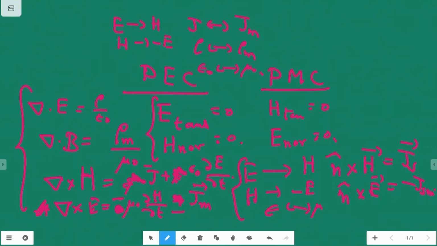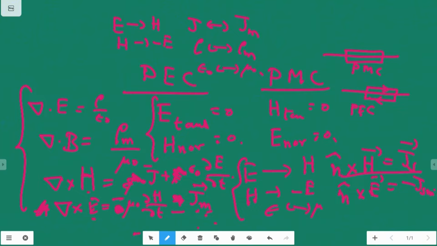For example, if you take a perfect electric conductor, and here you apply Ampere's law with Maxwell's displacement correction term, you get n cross H tan is equal to J S, n cross H is equal to J S, you get this equation. If you take a perfect magnetic conductor and then apply Faraday's law of induction taking into account magnetic currents, you will get n cross E. Here there is a reversal in the sign, you see del cross E is equal to minus J M, here you have del cross H is equal to J.